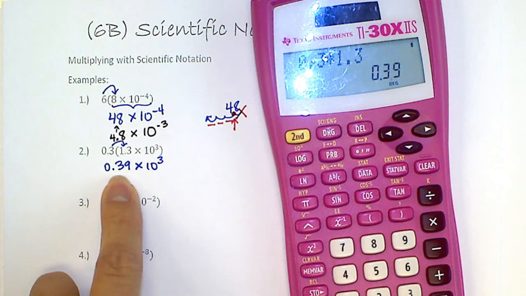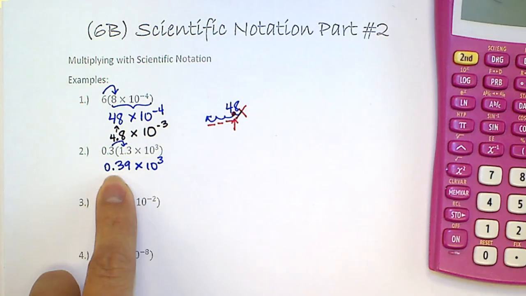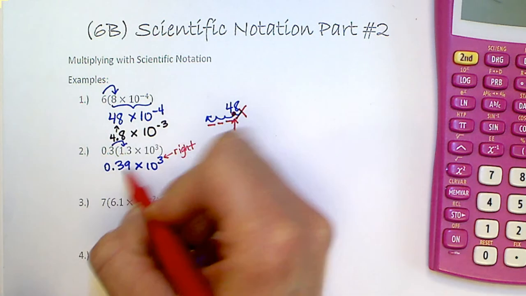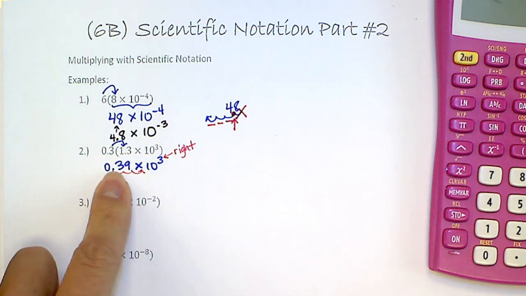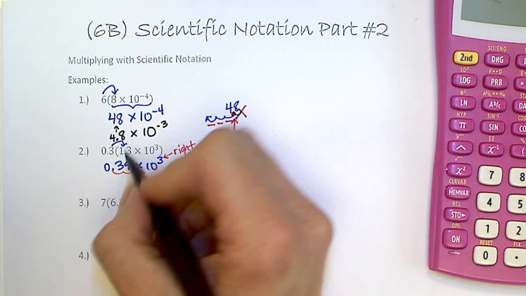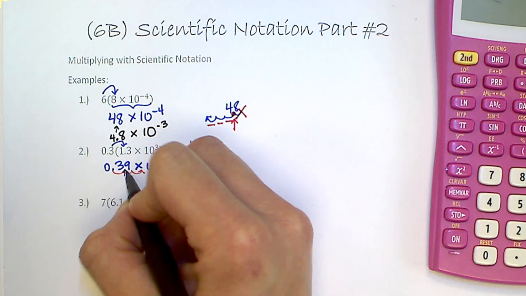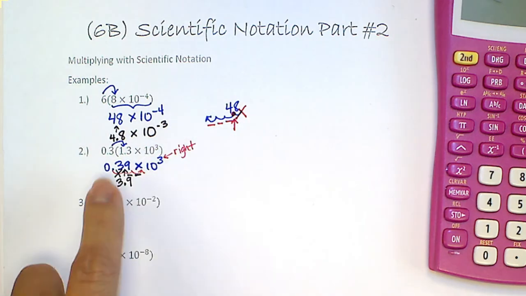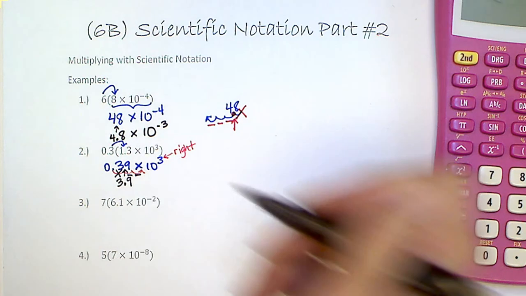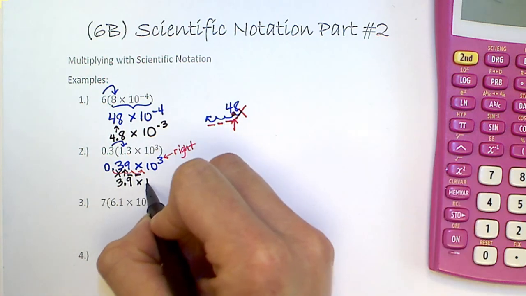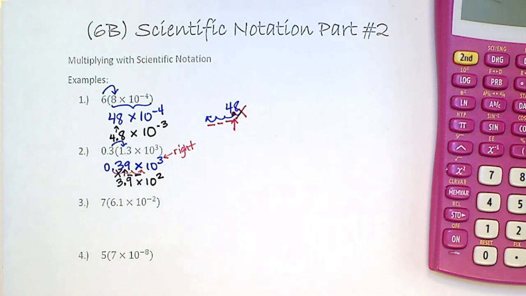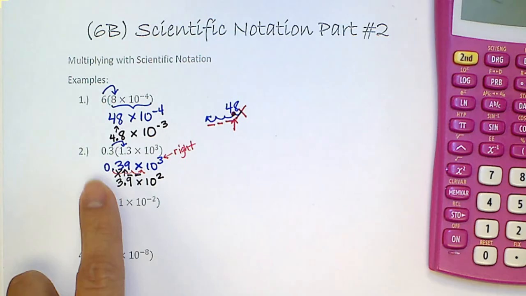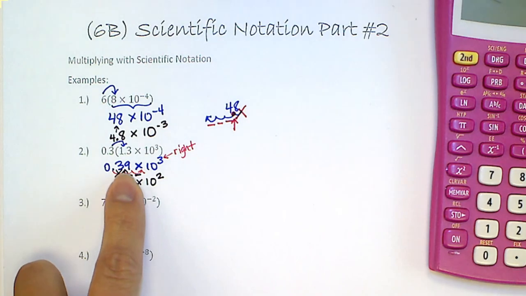Okay, so this is what we have: 0.39 times 10 to the 3rd. Remember, positive means go to the right. So we would go 1, 2, 3, but we don't want to start in front of the 3. We want our decimal to be here. So we want 3.9, which means we're taking a loop off, and we only need 2 loops. So 0.39 times 10 to the 3rd is the same as 3.9 times 10 to the 2nd. Again, remember the rule, that first number has to be between 1 and 10. But 0.39 is not between 1 and 10, it's too small.